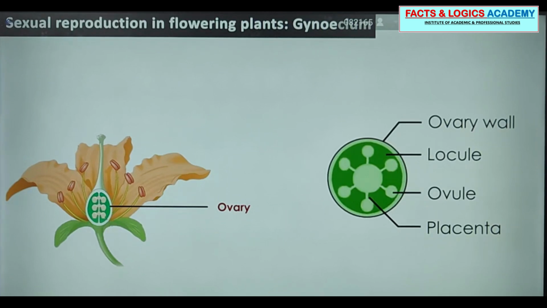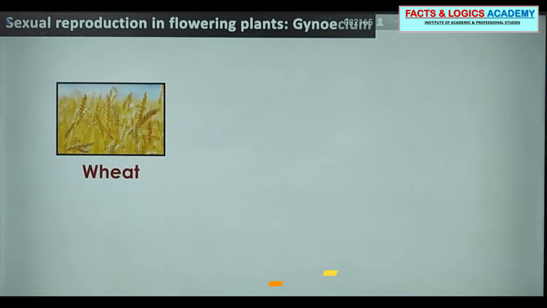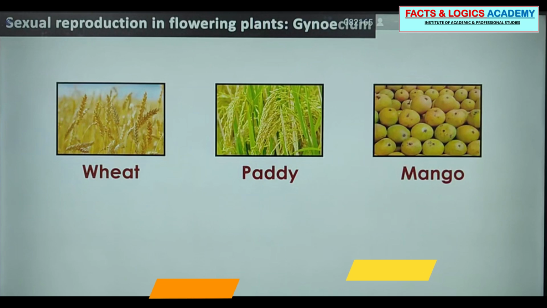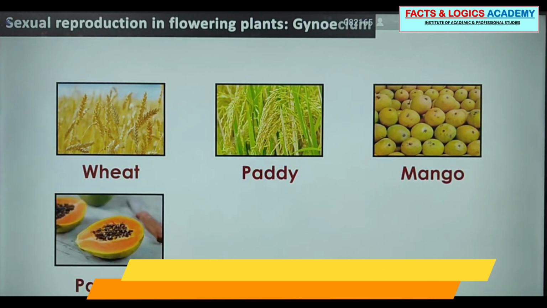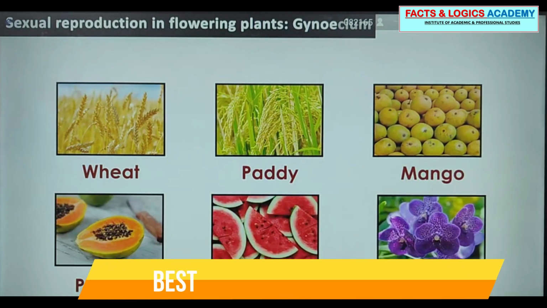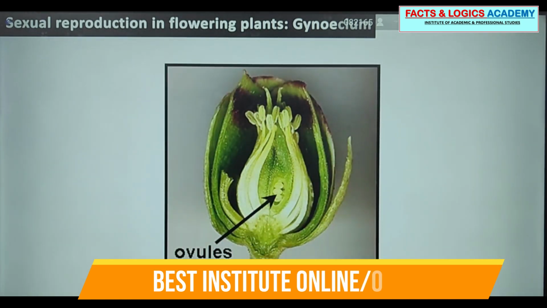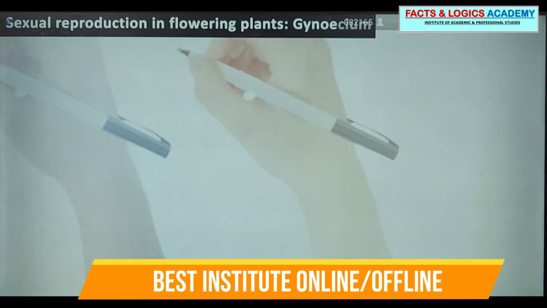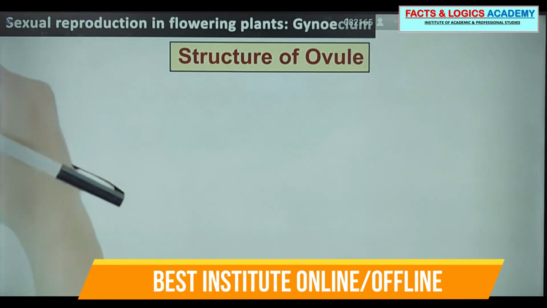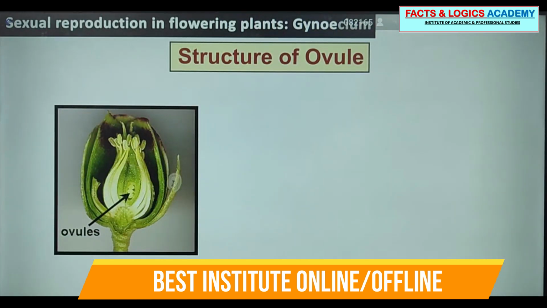The number of ovules in an ovary may be one, as in wheat, paddy, and mango, to many, as in papaya, watermelon, or orchids. The female gamete of the plant, known as egg or ovum, is present inside the ovules. Now, let us become acquainted with the structure of a typical angiosperm ovule.